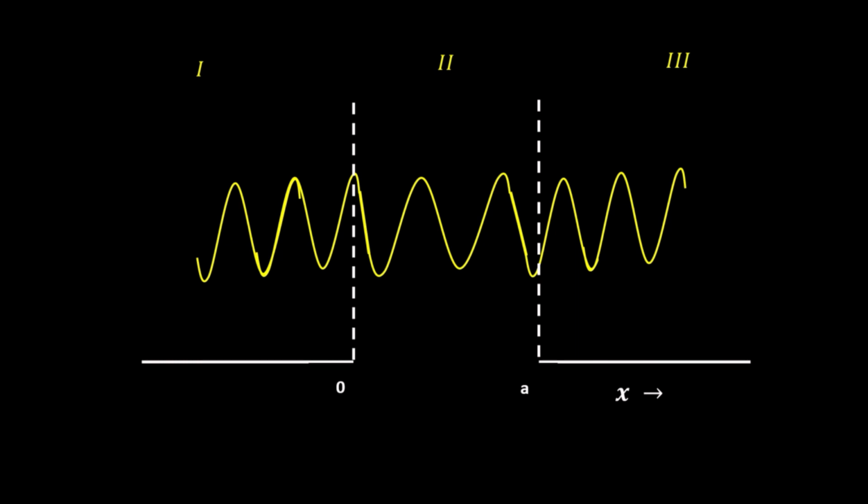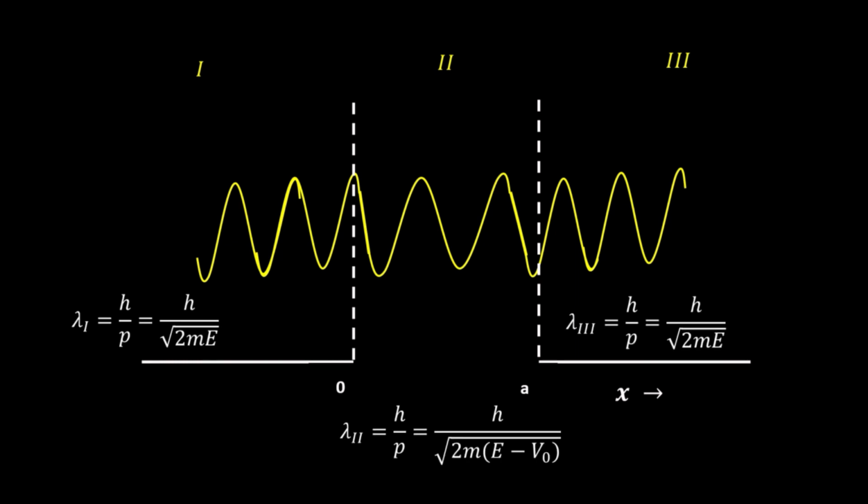Now if you calculate the de Broglie wavelength in these 3 regions, we can see that the wavelength in regions 1 and 3 are the same, while the wavelength in region 2 will be larger than the wavelength in region 1 or 3, because here the kinetic energy of the particle is less than that in region 1 or 3. So here you have a much larger wavelength compared to the wavelength in regions 1 and 3.